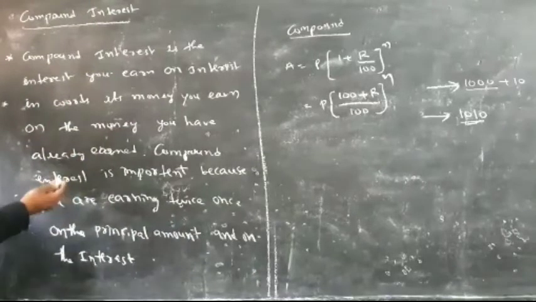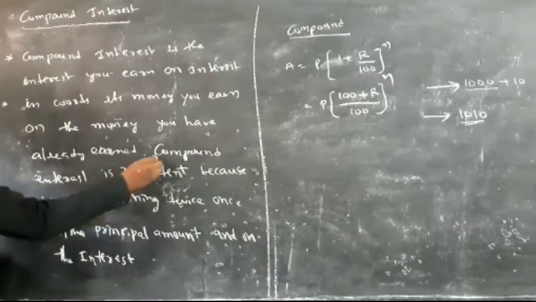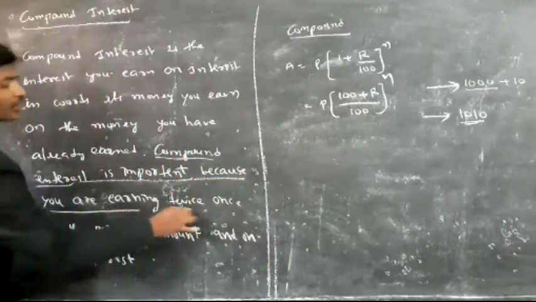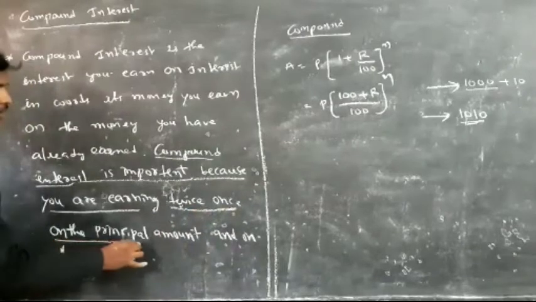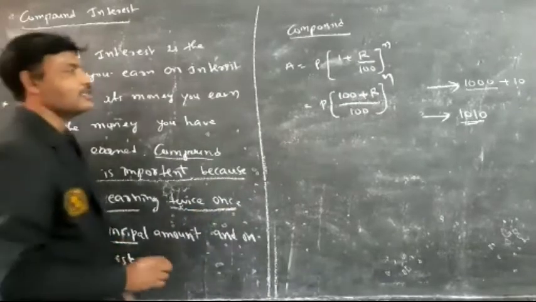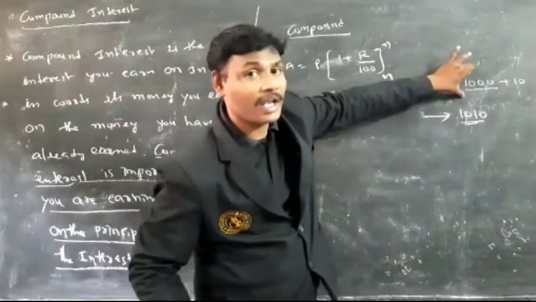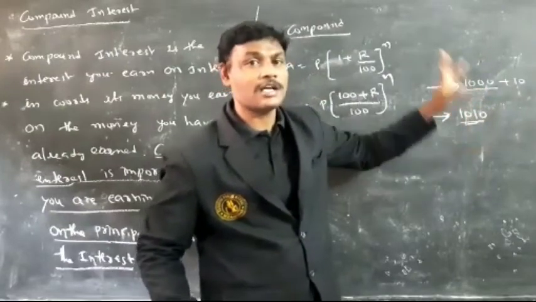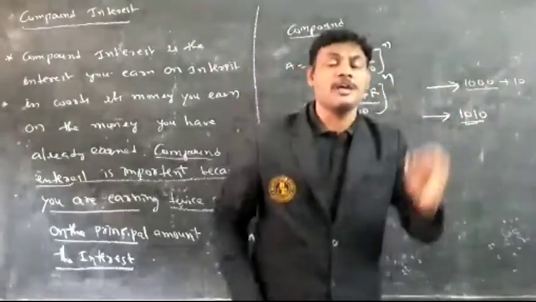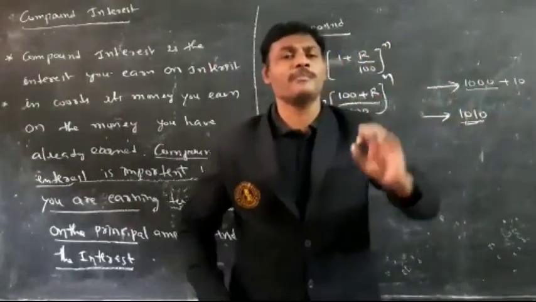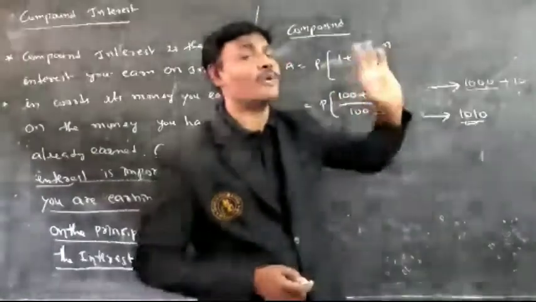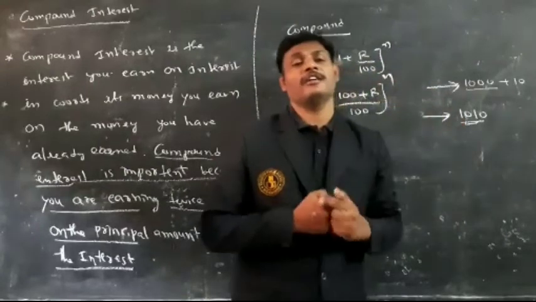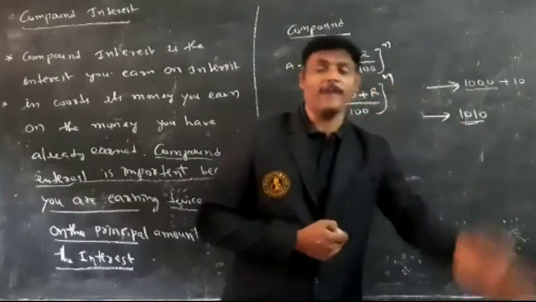For example, here, see here, compound interest is important because you are earning twice, once on the principal amount and once on the interest. See here, 1,000 rupees. First you are earning the interest on principal amount. In the next year you are earning the interest on principal amount and also on interest. Because of this, compound interest is very important. In simple interest, principal amount does not change. But in compound interest, principal amount changes every year or every month or every half year.